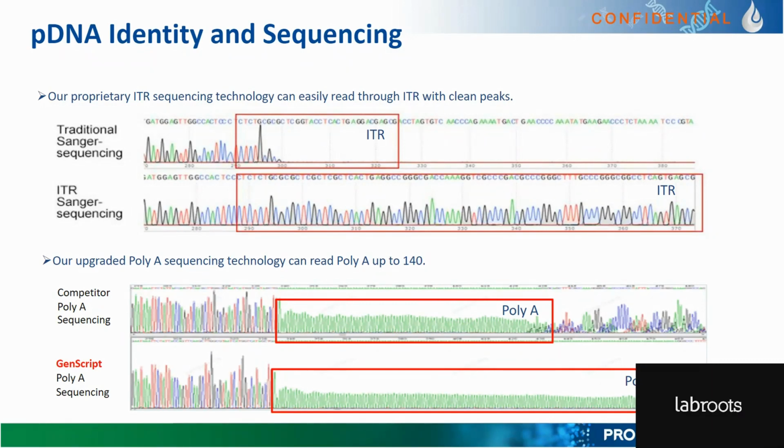Furthermore, we have recently upgraded our poly-A sequencing capacity, which enables us to read poly-A up to 140 base pairs and provide more comprehensive and detailed information about transcriptomes.